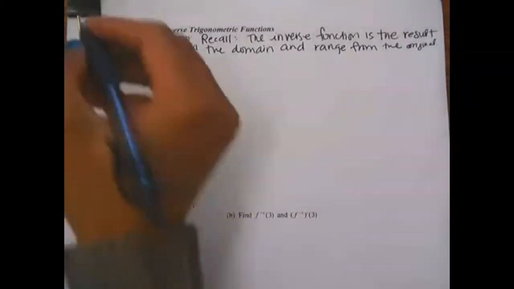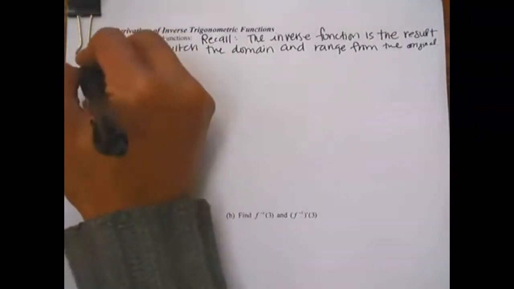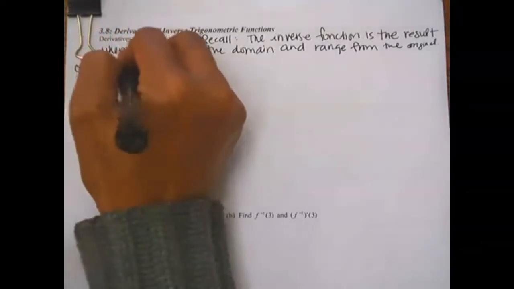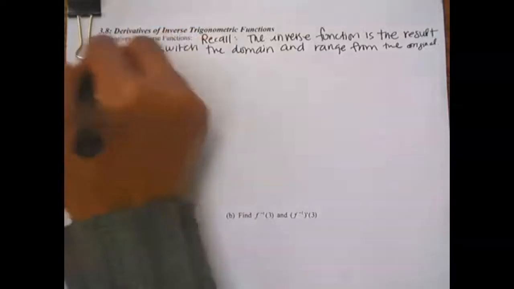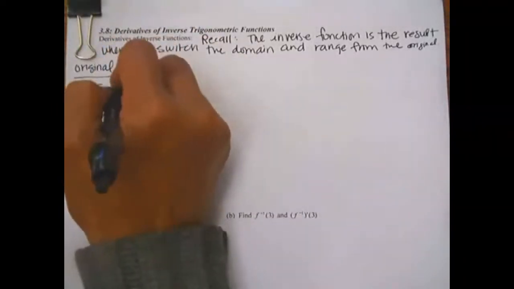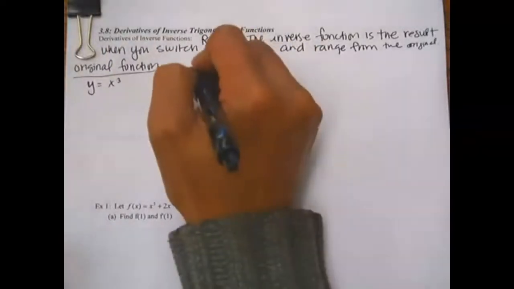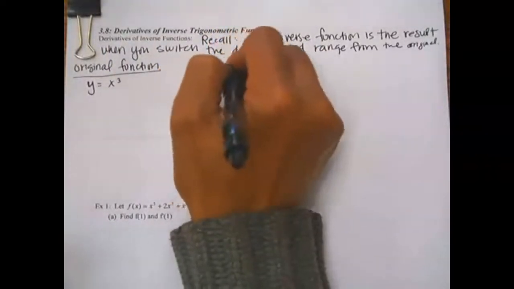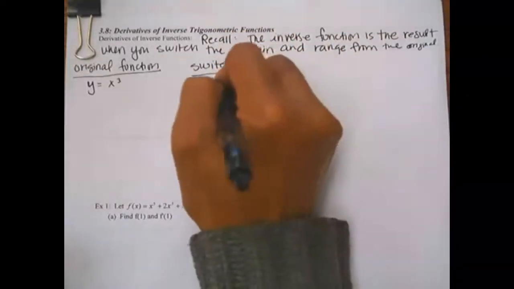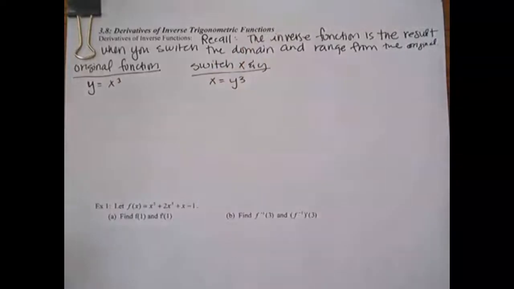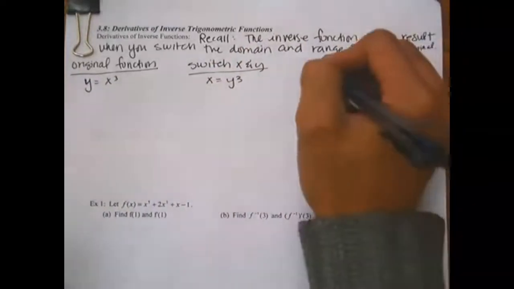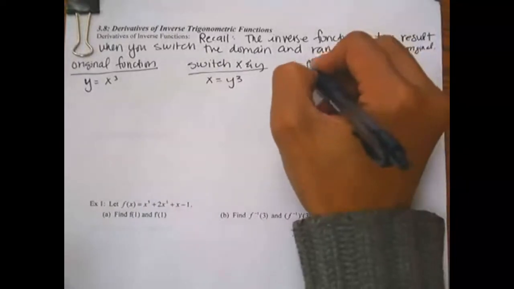So for example, let's start out with an original function. Let's give you something really simple: y equals x to the third. If I switch x and y, domain and range, I now have x equals y to the third. This is exactly the same as, or equivalent to, the inverse.